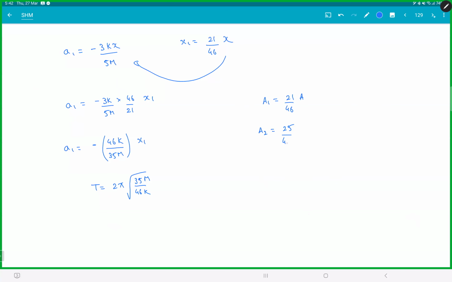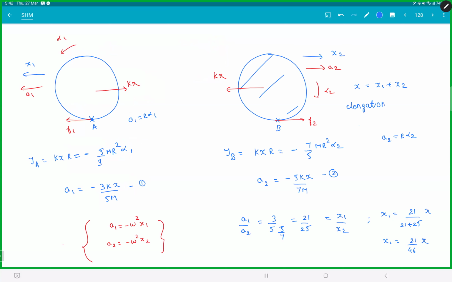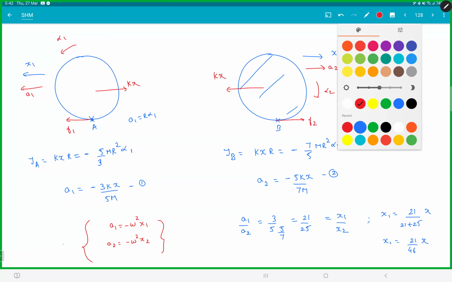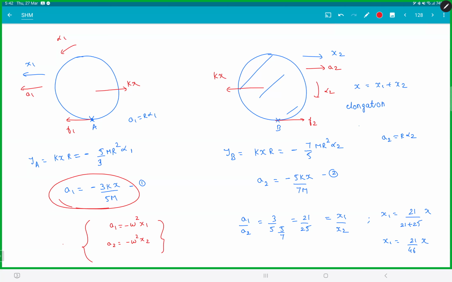25 by 46a, because the amplitude also will divide in the same ratio as x1 is to x2. Main thing is here, check it out. If you see, it looked dangerous, but we just simply took two torque equations. The most common mistake people make is they take a1 is proportional to x, they think this is omega square. That is a mistake that generally happens, so be careful with that.